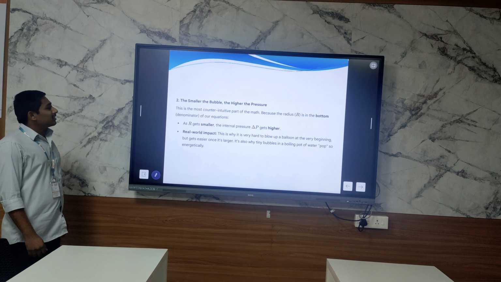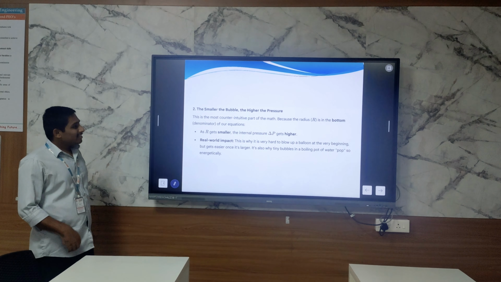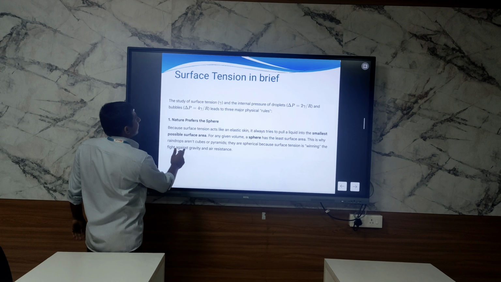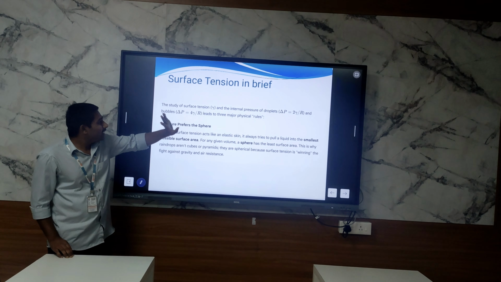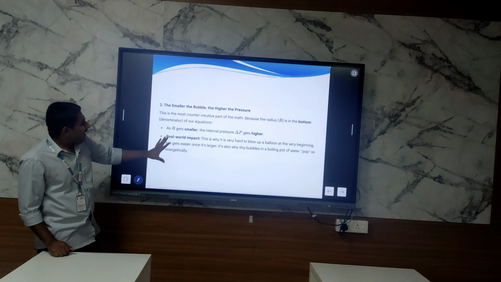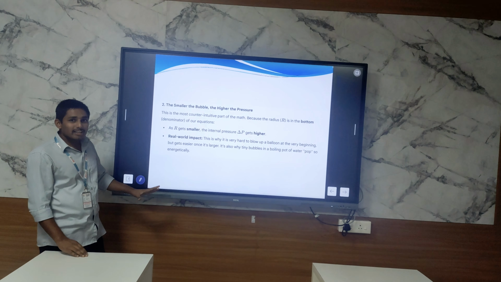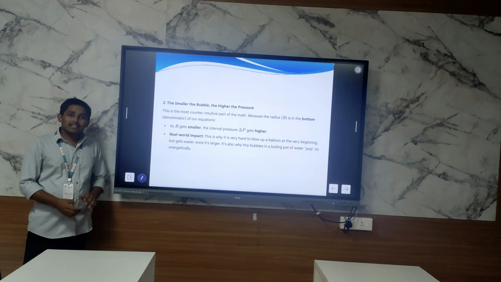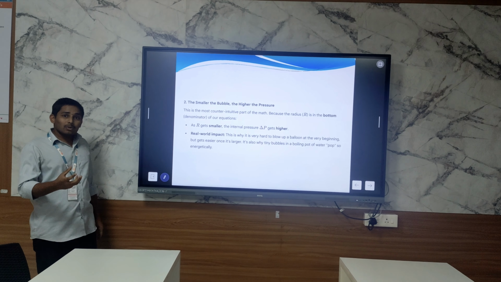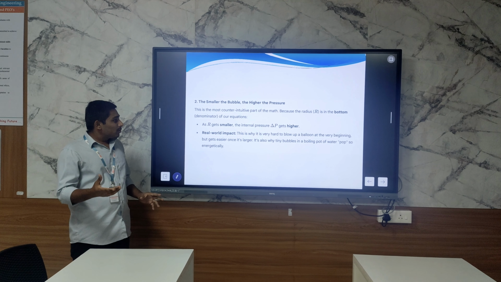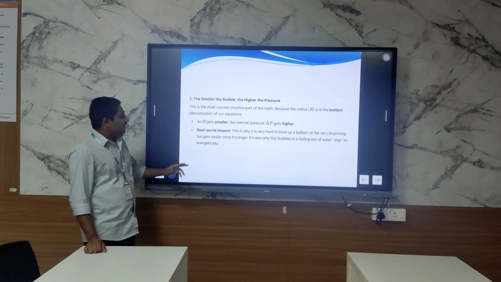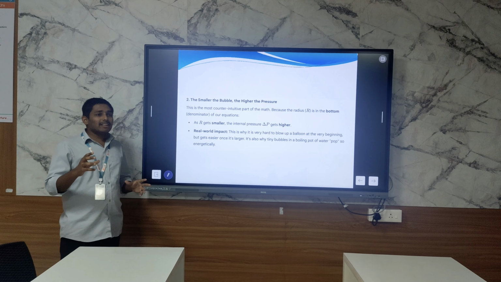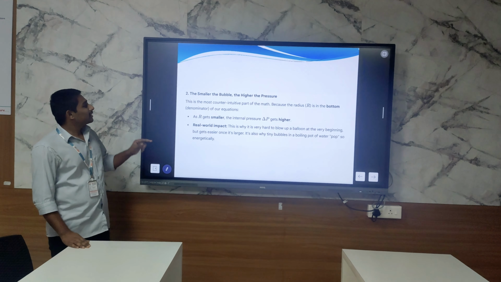The second one is that a smaller bubble has higher pressure. This comes from this equation. Here you can see that change in pressure is inversely proportional to the radius. As the radius increases, the pressure decreases. We can see this in the real world while blowing a balloon. When the balloon is in its normal state, we require more pressure to blow it. As the balloon is blown up, we require very negligible pressure.